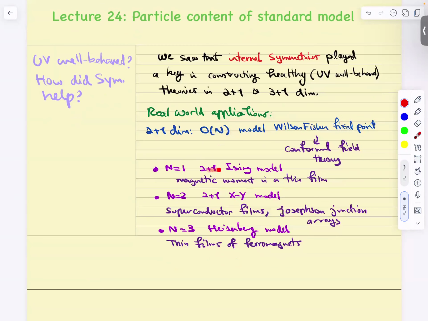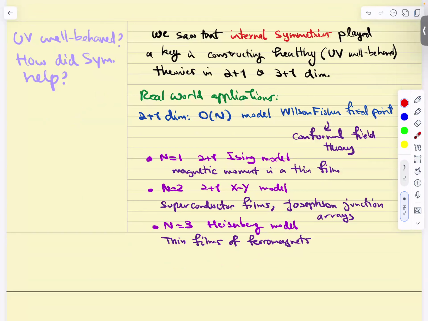N equal 1, this is the 2+1 Ising model, which is used for magnetic moments in thin films. N equal 2, this is the XY model. It's used for superconductor films and Josephson junction arrays. These are real-world applications. N equal 3 is the so-called Heisenberg model that is related to phase transitions that ferromagnets or antiferromagnets undergo in thin films. Thin films because we were talking about 2+1 dimensional physics.